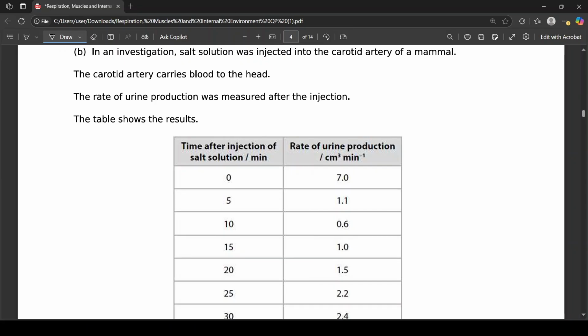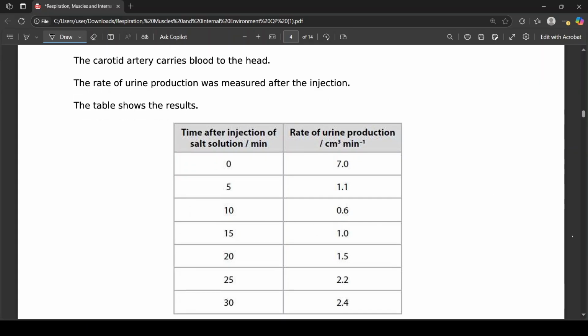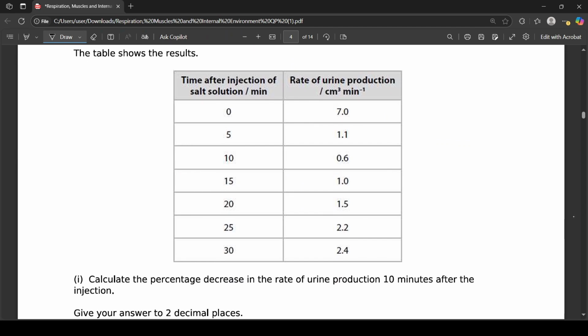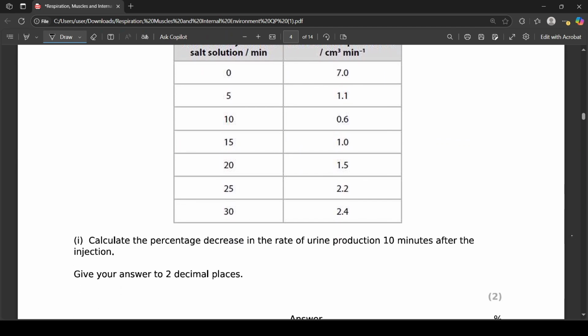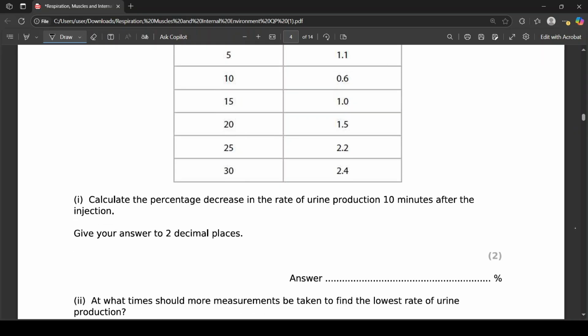So salt solution was injected in an artery of an animal. The artery carried blood to the head. The rate of urine production was measured after this injection. Okay? And here is the table where you can see. We have to calculate the percentage decrease in the rate of urine production 10 minutes after the injection.